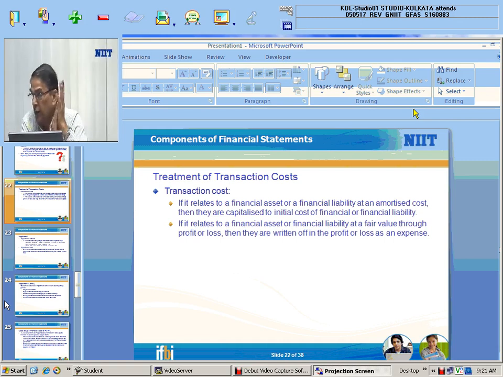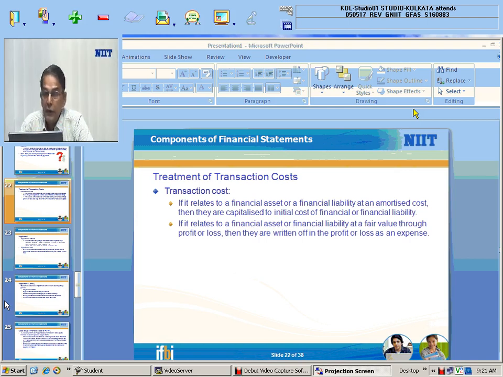We have to be very clear about the treatment of transaction cost. Number one, relating to a financial asset or financial liability at amortized cost, it will always be capitalized to the initial cost of the financial asset or the financial liability. If it relates to a financial asset or financial liability at fair value through profit or loss, then it is written off in the profit and loss as an expense. It will be charged to the profit and loss account as an expense ultimately. So coming back to the case study now.